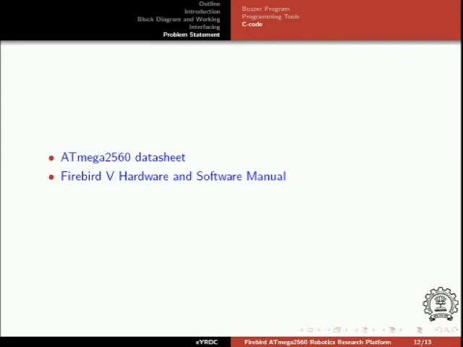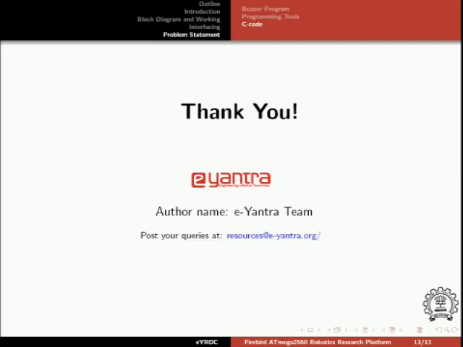Following are the references. First, ATmega 2560 datasheet. Second, hardware and software manual of Firebird 5 robot. So here we have successfully understood the basic I/O interfacing on Firebird 5 robot. With this, we have come to an end of this tutorial.